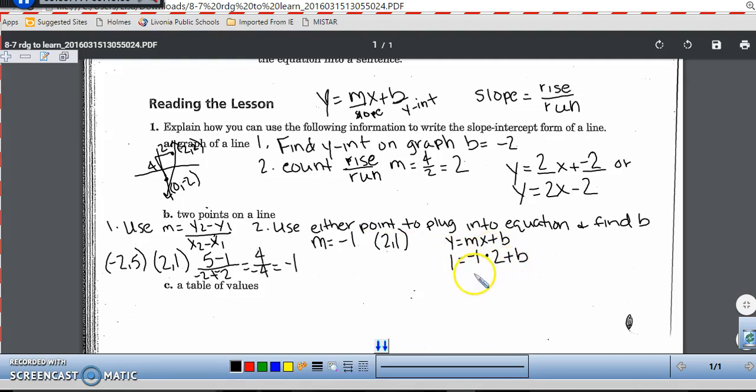Now I have to solve this equation. So I've got negative 1 times 2. I'm going to write it over here because I'm going to run out of room otherwise. I've got 1 equals negative 2 plus b. I've got to add 2 to both sides.